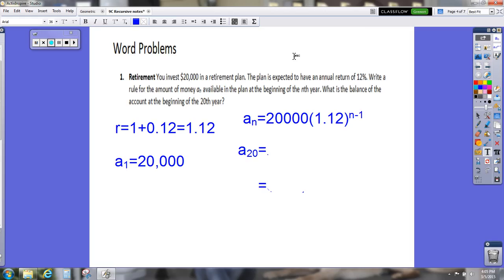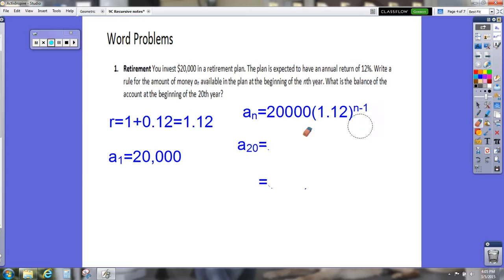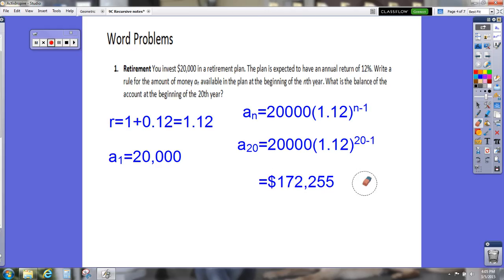All right, so we're going to leave this money alone for 20 years. How much money are you going to have at the end of 20 years? So that means we're going to plug 20 in for n. Put that in the calculator, and you're going to have $172,255 after 20 years if you invest $20,000 with an annual return of 12%. Not too shabby, so start saving now.